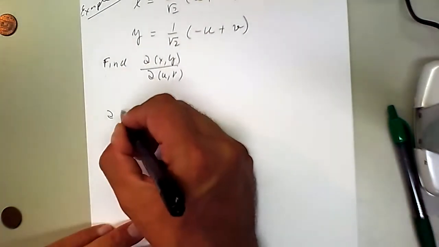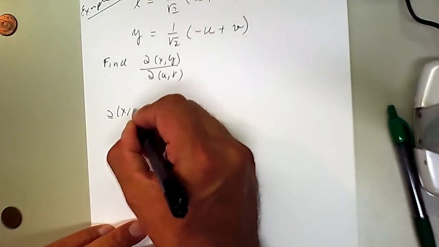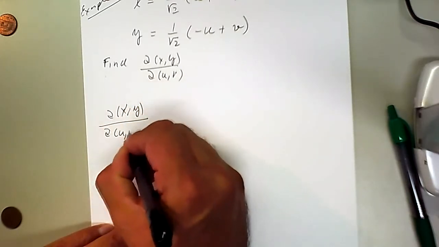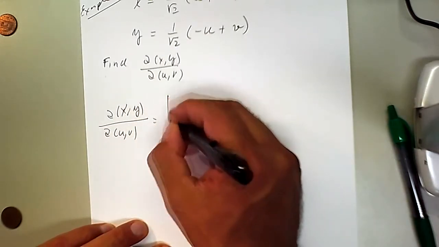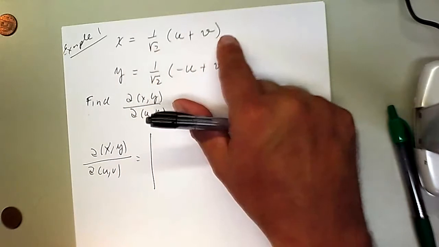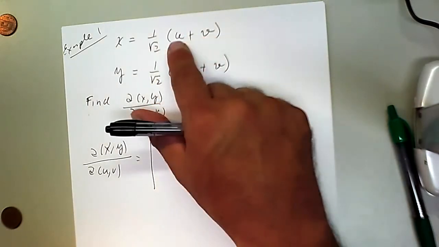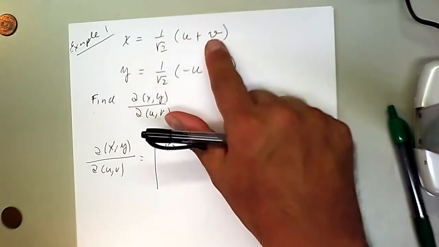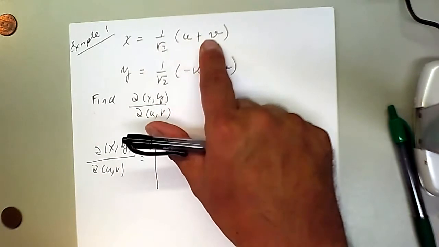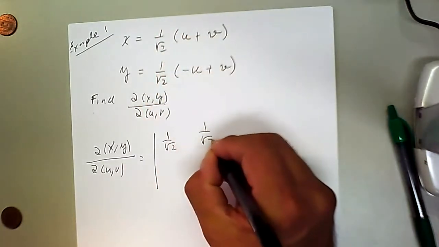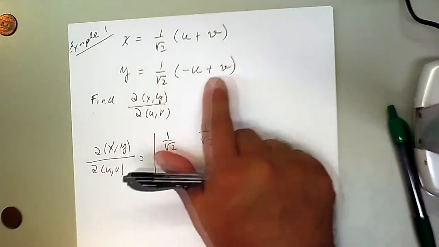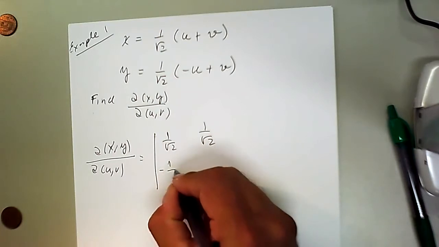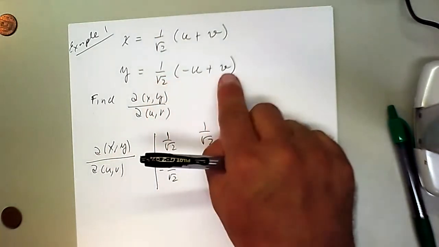So, the partial of x, y with respect to u, v. Okay, so what is the partial of this with respect to u? Well, v is a constant, so we just end up with 1 over the square root of 2. Partial of the same thing with respect to v, well, u is a constant, so we end up with 1 times that. Partial of that with respect to u, we're going to end up with negative 1 times 1 over the square root of 2. And then the partial of that with respect to v.